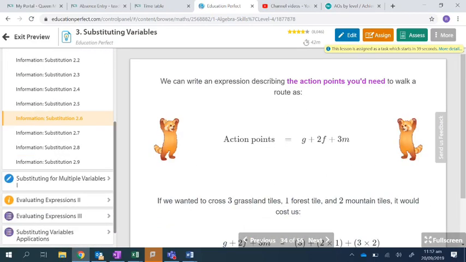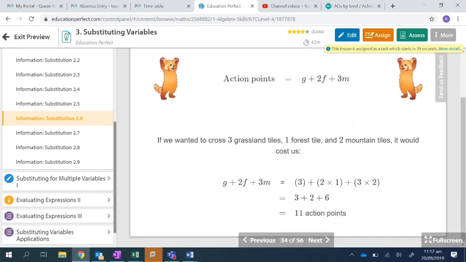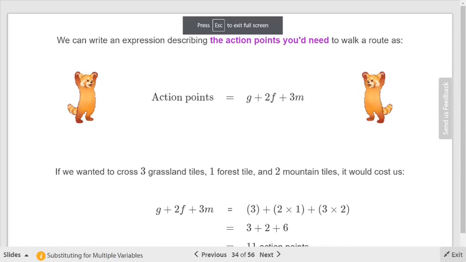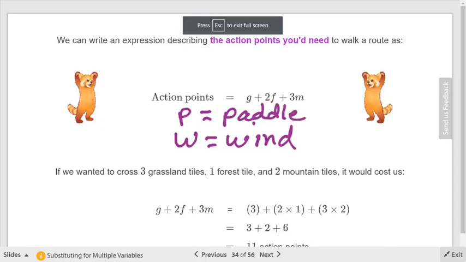Let's look at what happens when you have a problem that has more than one variable. Remember that each variable represents one item. So if I say that W equals the wind speed, could I use W to equal anything else in that same problem? No. But what if I also had paddling? Could I have a problem where I had paddling and wind in the same problem? Yes. You bet. But could I use the same letter for both of them? No, because they're different unknown quantities. We have to use different letters for them.